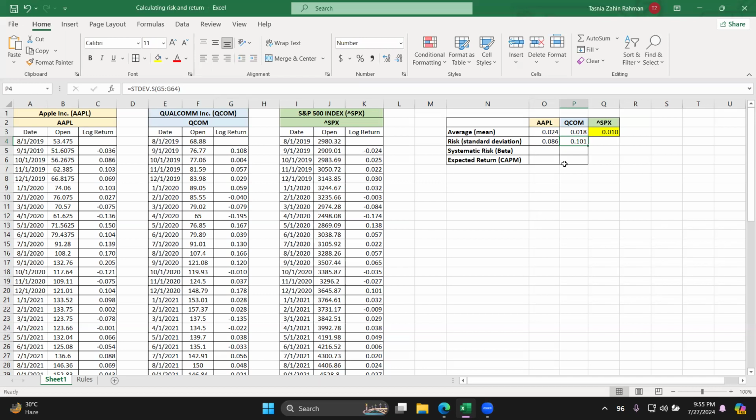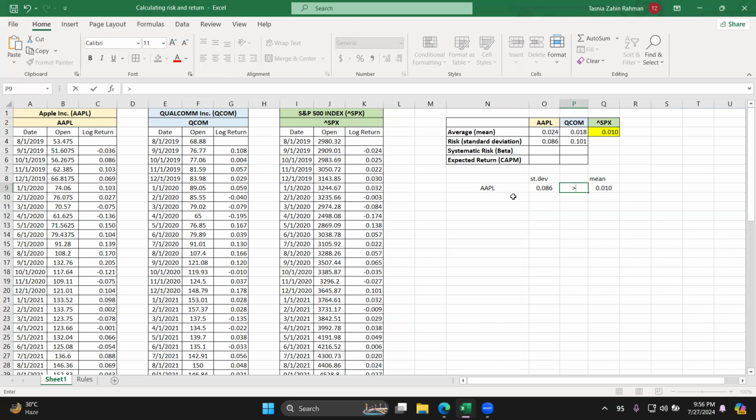So what we can see here is that the deviation of Apple is 0.086. Let's put it here clearly. It is 0.086. And our index mean is this. Clearly, the deviation is higher than the mean, which means that the risk of the Apple stock is high and the stock is more volatile than the overall market.